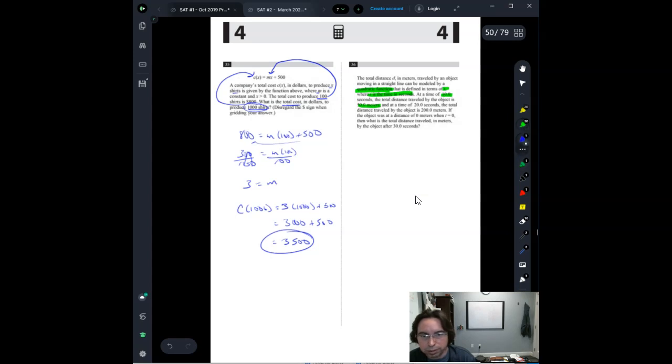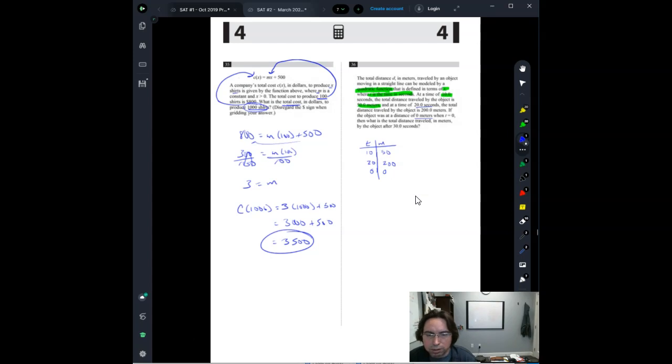And so here we can create a table where we have t and the meters traveled. We see that in 10 seconds, it goes 50 meters. And then at a time of 20 seconds, the distance traveled is 200 meters. If the object's at a distance of 0 meters when t equals 0, okay, so that's saying when time equals 0, we're at 0 meters. Then what is the total distance traveled in meters by the object after 30 seconds?